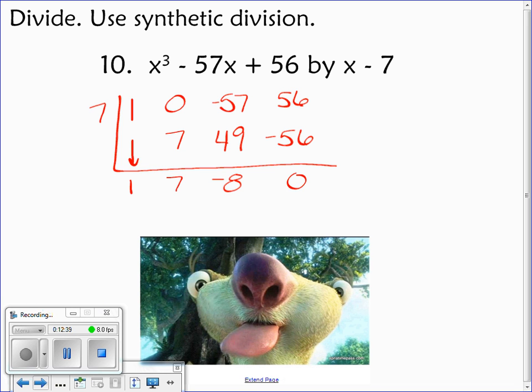So how do I start by filling my x's in now? Good, that's x cubed, so we drop it down by 1, so we have x squared plus 7x minus 8. What's the 0 represent? All right, there is no remainder. So is x minus 7 a factor of this? Yes, because there's no remainder.